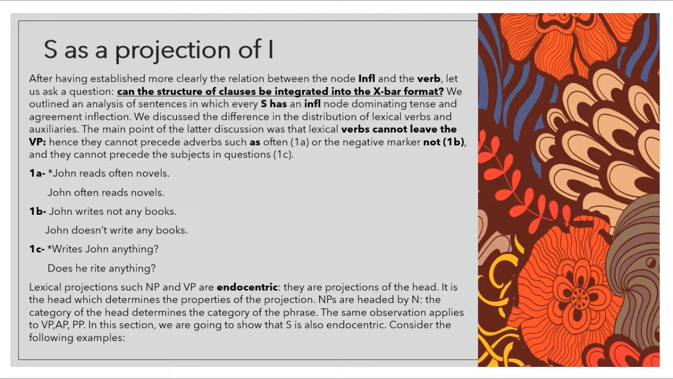We outlined an analysis of sentences in which every S has an I node dominating tense and agreement inflection. Just bear in mind that this S here means IP. We used to call it S, then we know that it is called IP, and this IP contains a node which is called I, and it contains the tense and the agreement of the verb. So, just a quick revision.